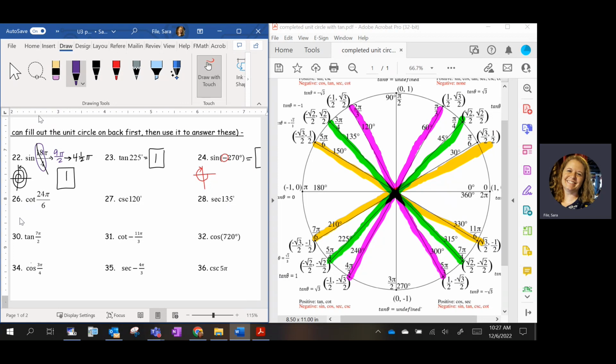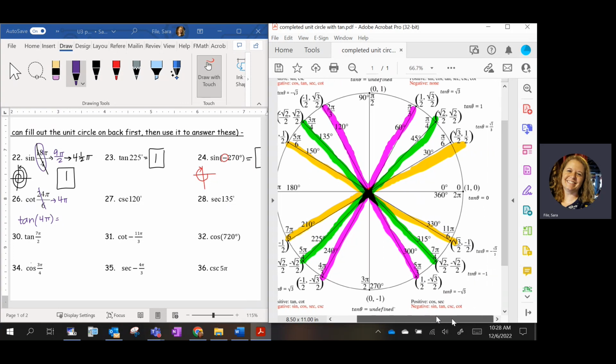Now this angle can be reduced. 24 divided by 6, that's a whole number. What is that? So this is just 4 pi, isn't it? Doesn't that reduce to 4 pi? So let's ask ourselves, what's tangent at 4 pi? So 4 pi would be 2 full circles, right? So here on the right side of the circle, tangent, and my image is cut off, but you should see it on yours. Tangent is 0.